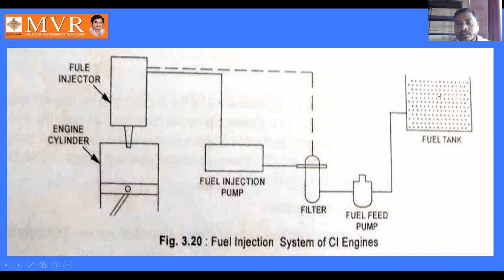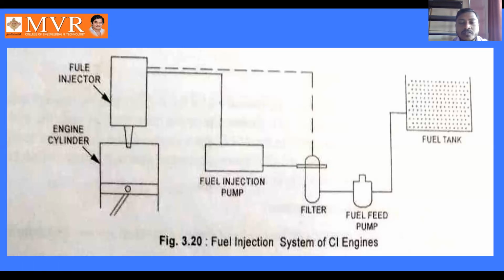From the fuel tank the fuel enters the fuel feed pump, where some initial pressure is generated, and with that pressure the fuel enters the filter. After the filtration process it enters the fuel injection pump, where the pressure is increased. Using this pump the fuel enters the fuel injector, where it is atomized into small fine particles, and the fuel is finally sent into the engine cylinder for the working process.